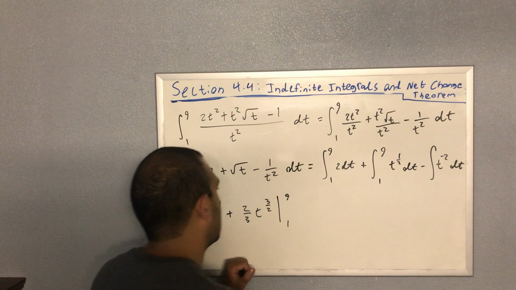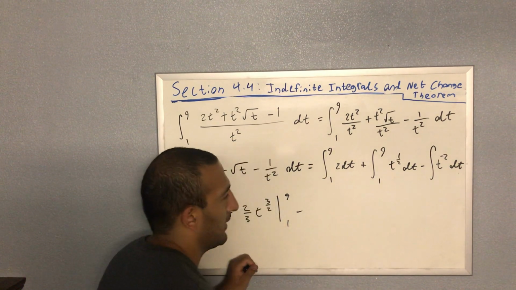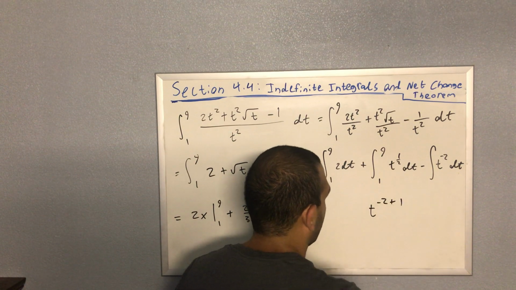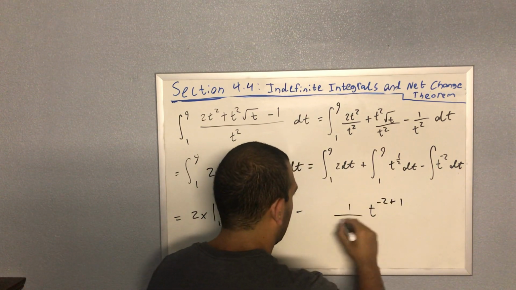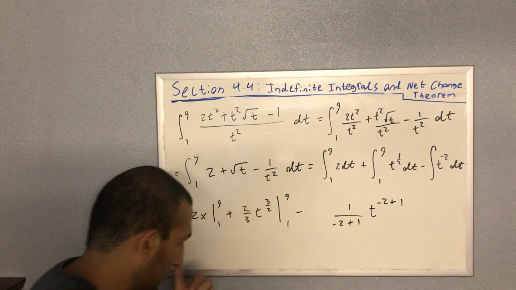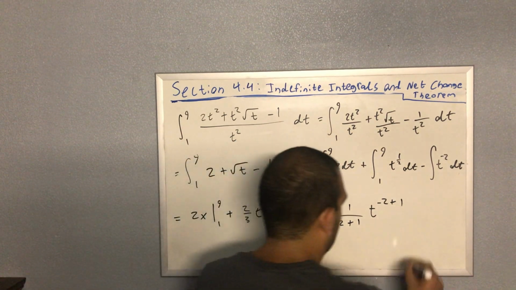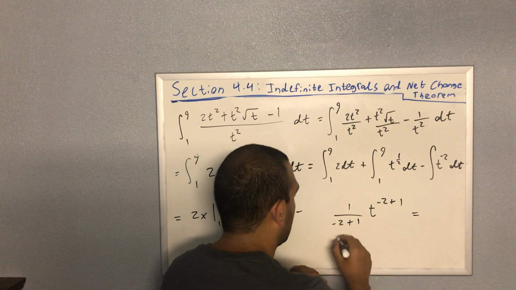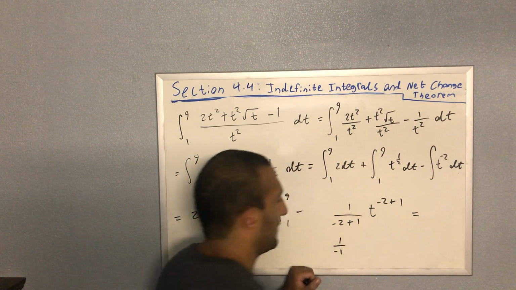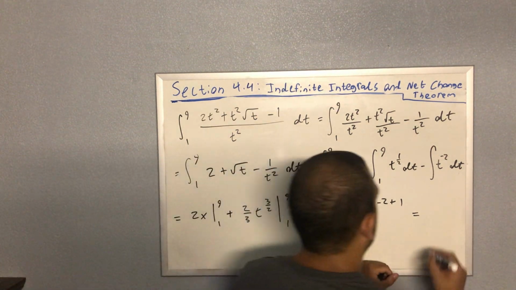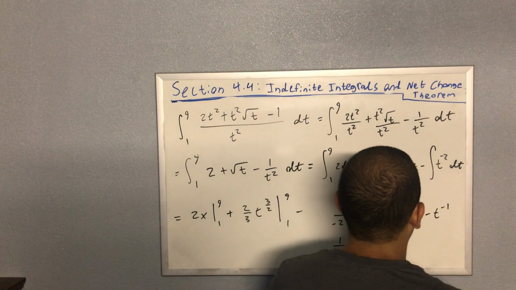And then last but not least, minus, okay, let's do the same thing here. We have t to the -2 plus 1 all over 1 times -2 plus 1. That's what the power rule says. So then this is just -2 plus 1 is -1. So we have 1 over -1, which is just like -1, right? So you can just put a minus sign. So this is minus t to the -1.